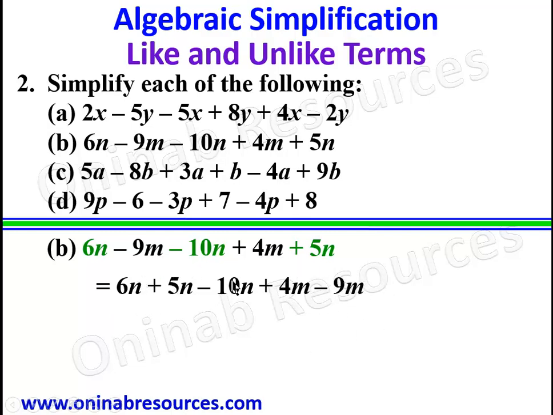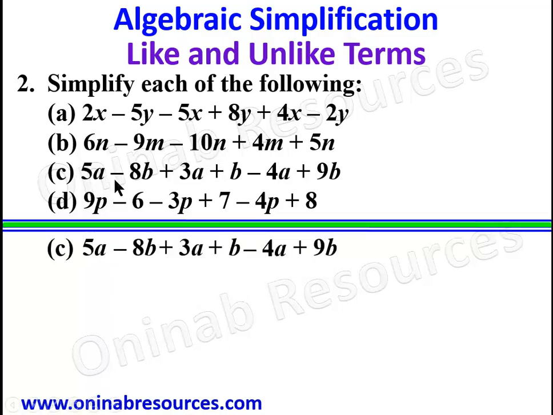6n plus 5n gives 11n. 11n minus 10n gives n. So this is 4m minus 9m. A larger number is taken away from a smaller number. So we'll solve it normally. That is 9 minus 4, which is 5. Then we attach negative. So we now have it as minus 5m. This is the solution to this problem.